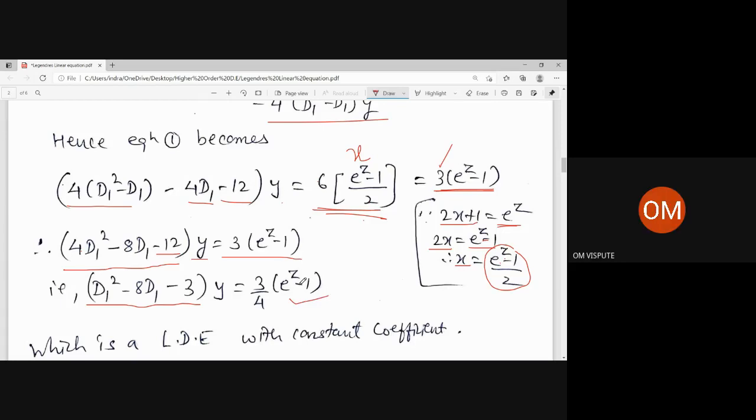Sir, it should have been minus 2D1. Yes, it would be minus 2D1. Instead of 8 it should be 2. Yes, 4 twos are 8. So D1 square minus 2D1 minus 3 into y is equal to 3 by 4 e to the power z minus 1.